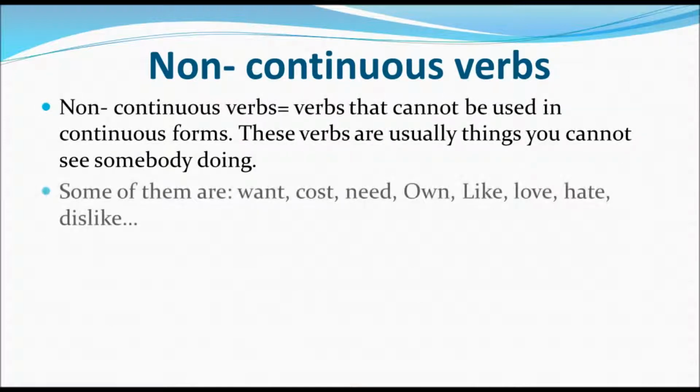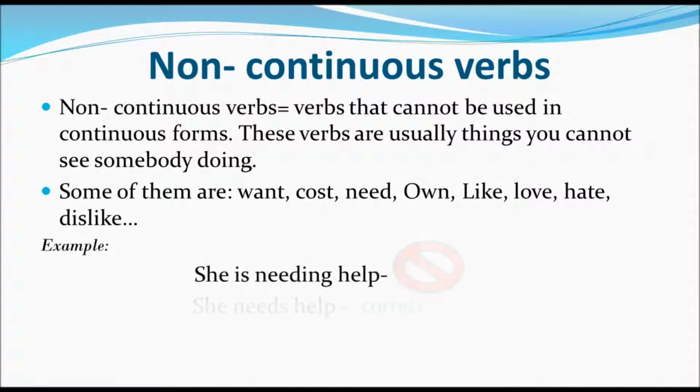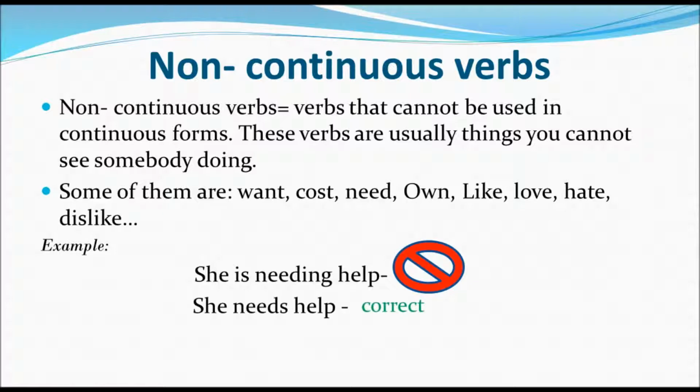Non-continuous verbs. Non-continuous verbs are verbs that cannot be used in continuous form. These verbs are usually things you cannot see somebody doing. Some of them are want, cost, need, own, like, love, hate, dislike. So these things you cannot see somebody doing. Let's make it clear. You cannot say she is needing help. That is not correct. The correct sentence would be she needs help.